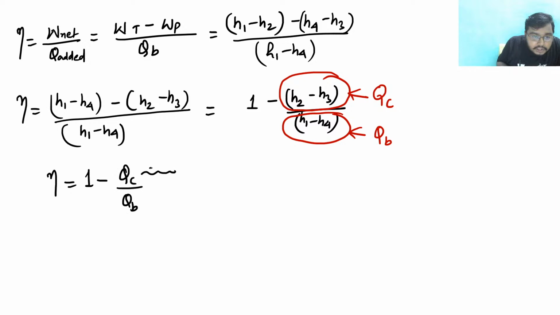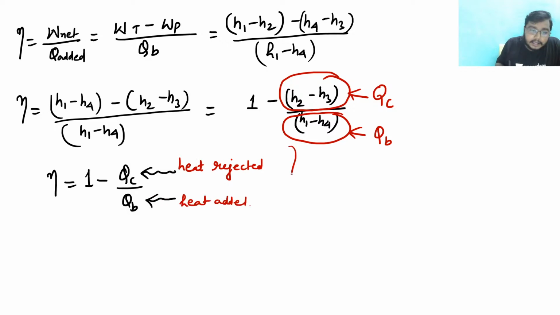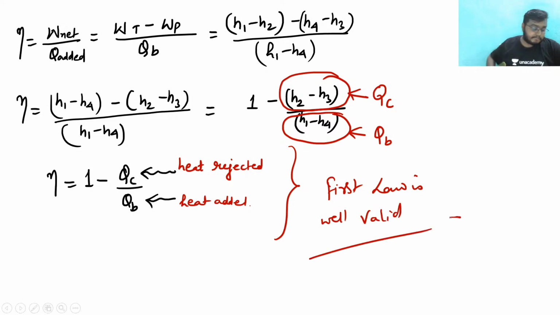And what is this QC and what is this QB? QC is heat rejected, and QB is heat added. And hence from here the first law is well valid. Clear? The first law is well valid. So these are the things that we have seen.